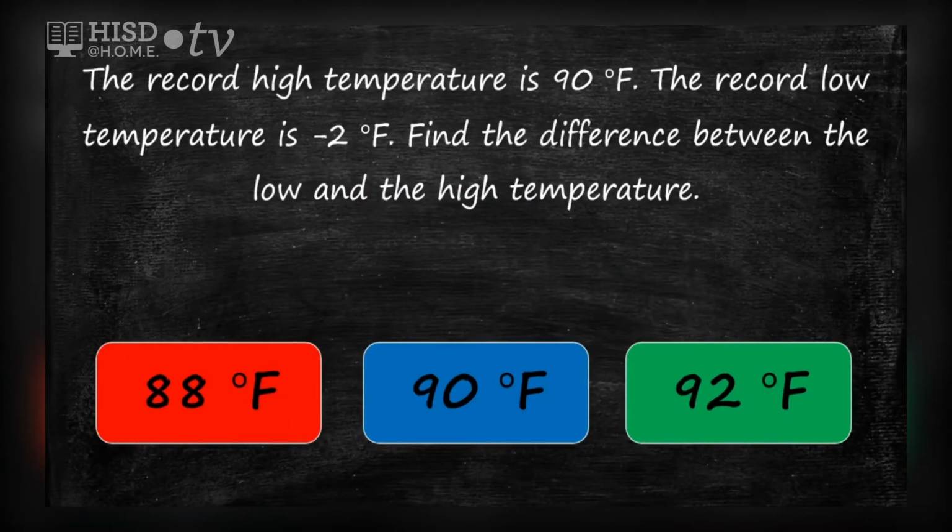The record high temperature is 90 degrees. The record low temperature is negative 2 degrees. Find the difference between the low and the high temperature. You're gonna have a couple of seconds to get the correct answer.